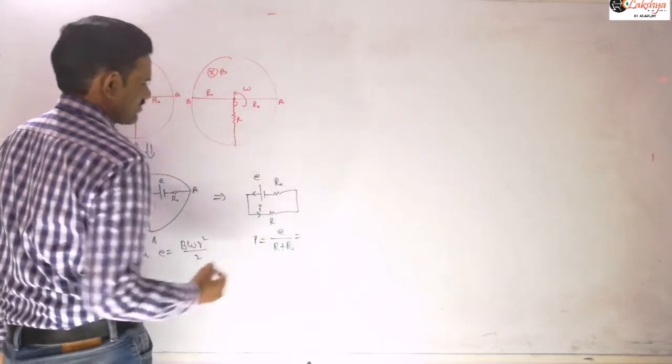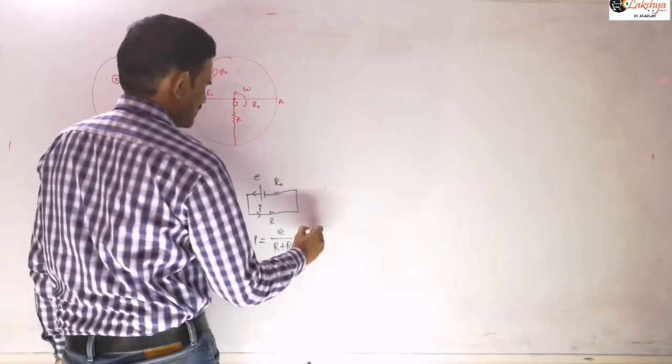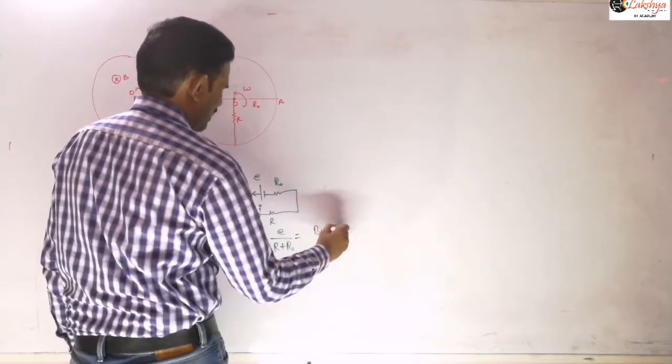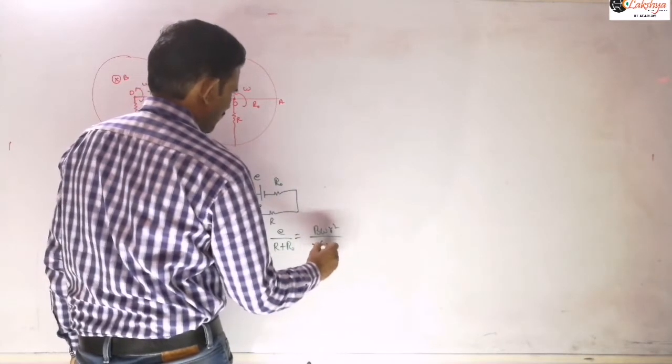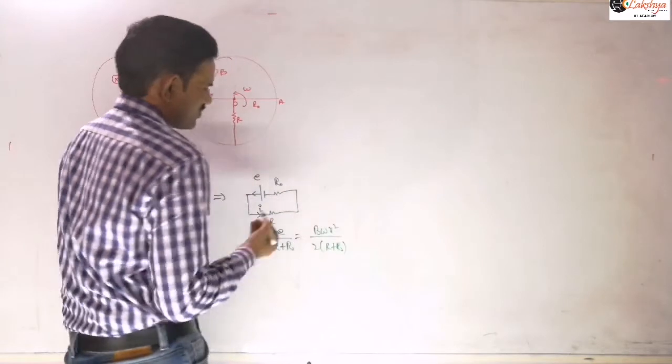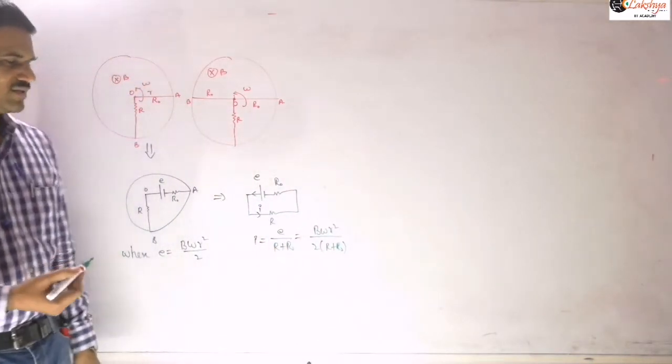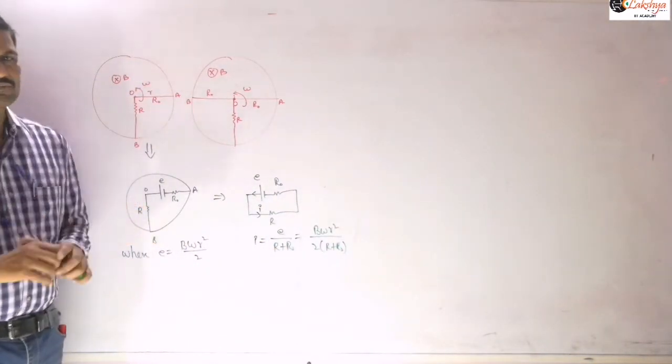Just write this effective resistance here, so that I can write this as B omega R square by 2 into R plus R0. So that will be the EMF required there, right? That means the current flowing through that rod here.